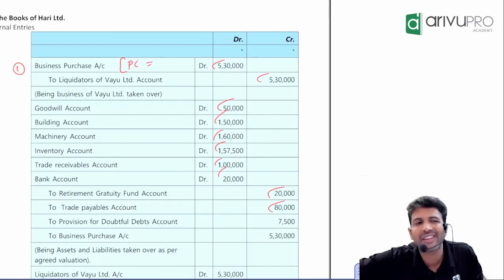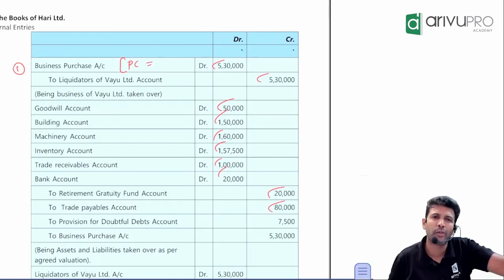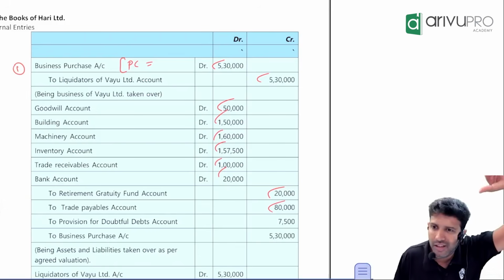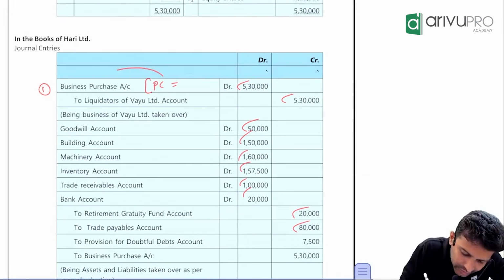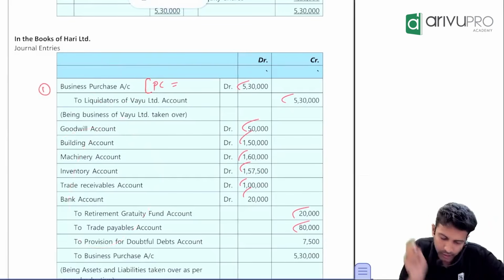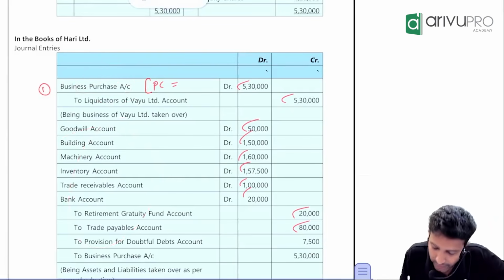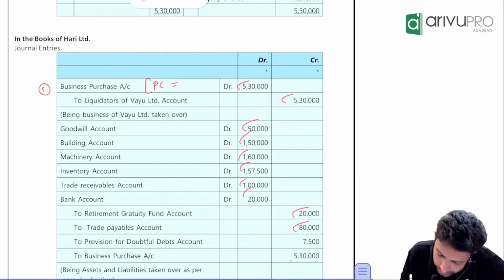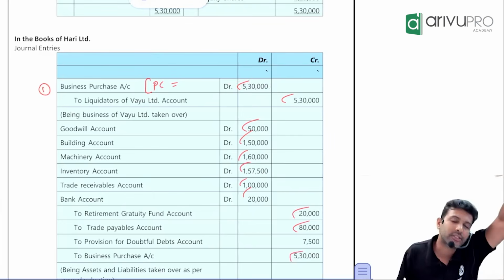Today you might have entered the agreement, but the actual flow of assets may happen after 1 week possible. Hence, when the agreement is finalized, we pass this entry. When you actually record the assets, we go on passing this way. So business purchase here we have debited. How do we cancel this? Credited.